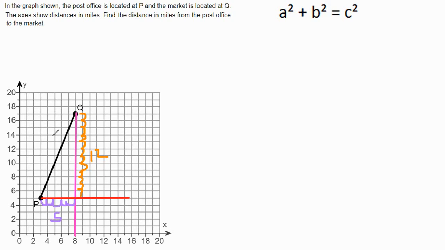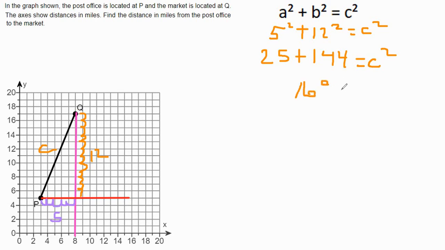The hypotenuse C is always going to be the distance for us. So we're going to fill it in. The A and B are interchangeable. So we're going to have 5 squared plus 12 squared equals c squared, or the distance. 5 squared is 5 times 5. That's 25. 12 squared is 12 times 12. That's 144. We add them up. 25 plus 144 is 169.